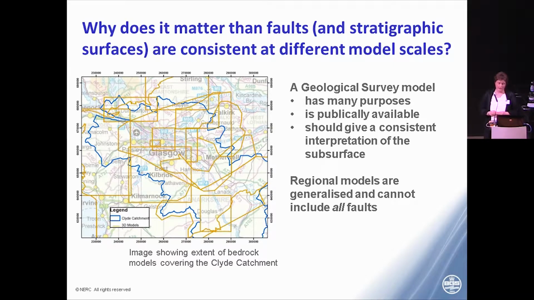And at the same time, we can't expect that a small model covering a small area, which is in the middle of this image of all the different bedrock models we've created over the Glasgow catchment, is going to have a lot more detail in it than those which cover the whole catchment. So we can't expect that all those models would be the same. Some have to be generalised. We can't include faults in them all. So the talk is really about how we do that.